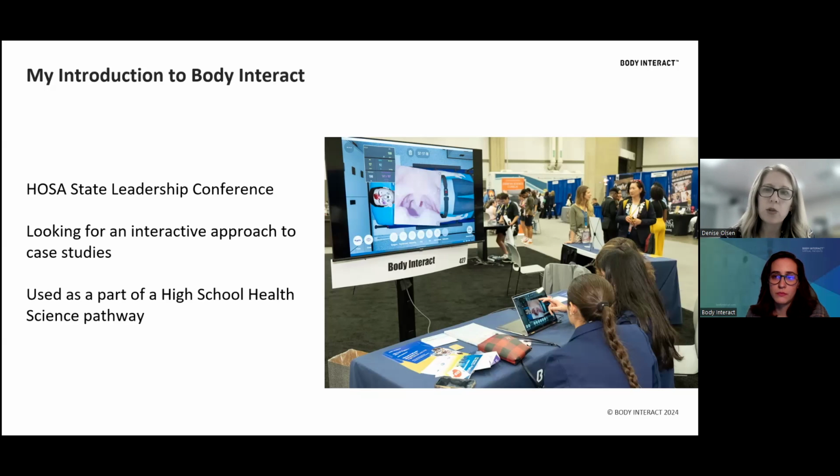The reason why I was intrigued with Body Interact was because I was looking for an interactive approach for case studies. I had been finding things online, looking at Teachers Pay Teachers to find ways where I could bring case studies to the book knowledge that we were learning, but it just wasn't very interesting for the students, and there was no cause and effect. Once we learned about Body Interact, I thought, that would be a great way for them to actually see what happens in a real life scenario and maybe even see where they've lost the patient because they didn't do anything or they did the wrong thing. That's why I really liked it once I learned about Body Interact.